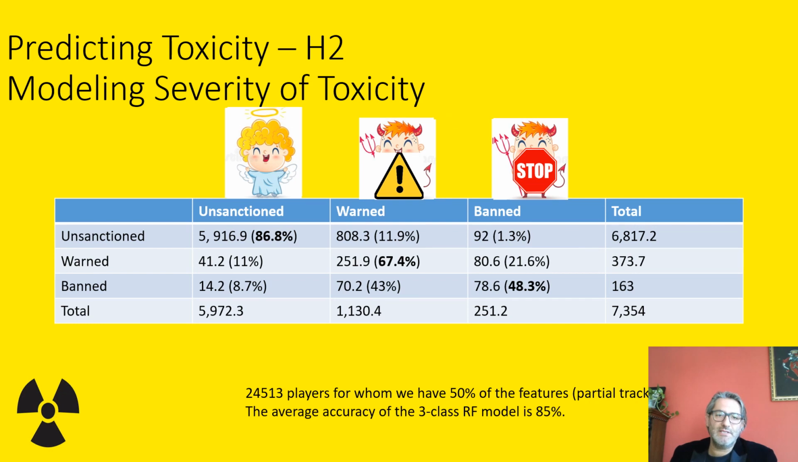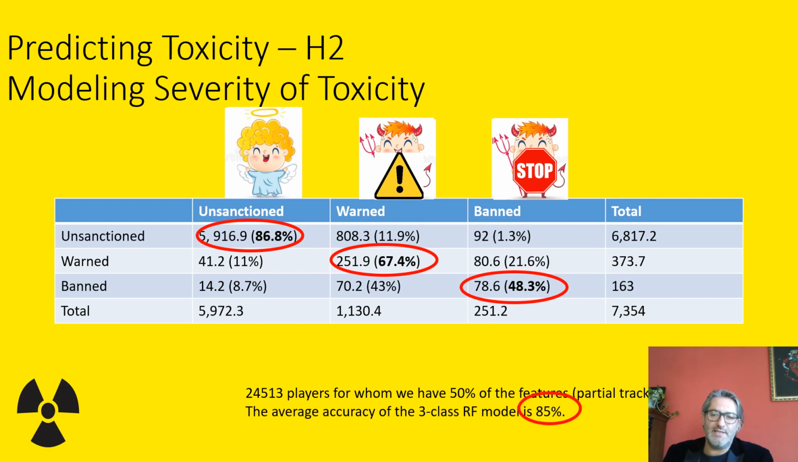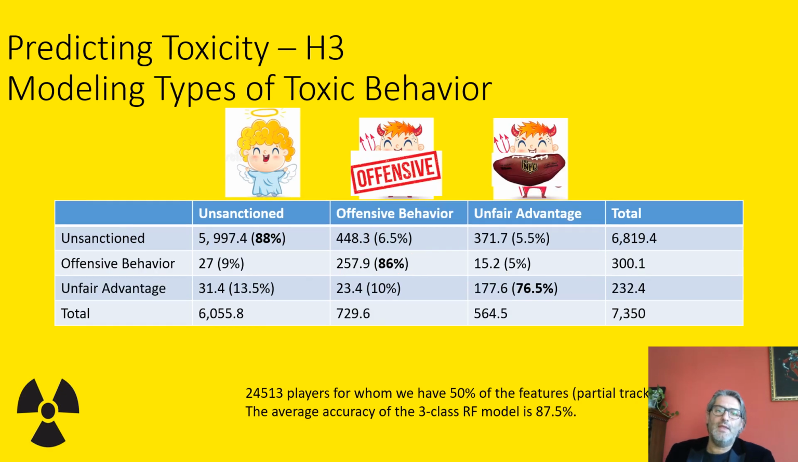The second hypothesis looked at differentiating between unsanctioned players, players that received a warning, and players that received a ban. In this case, the correctness is 86%, 67%, and 48%, with an average of 85%.